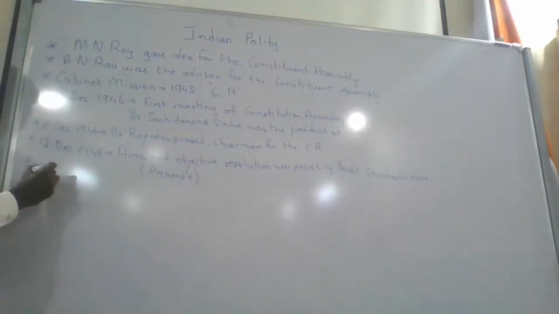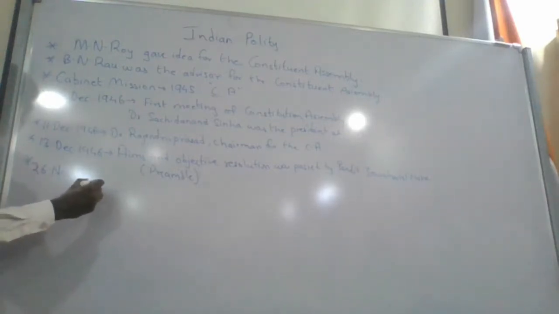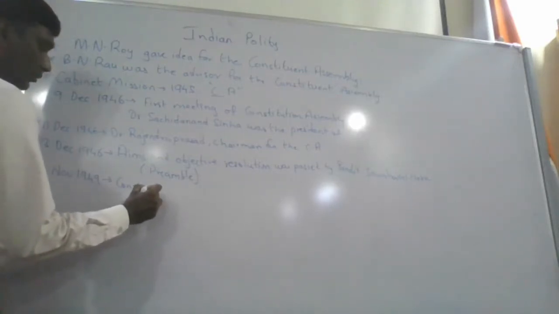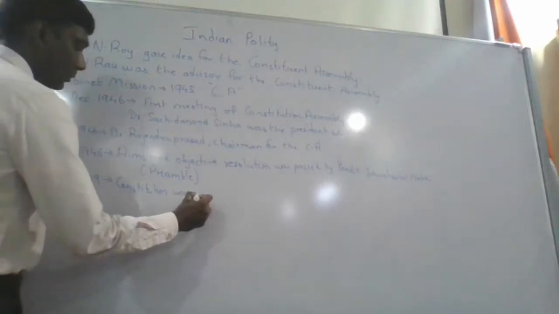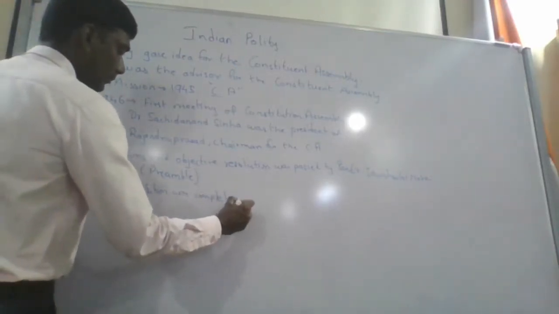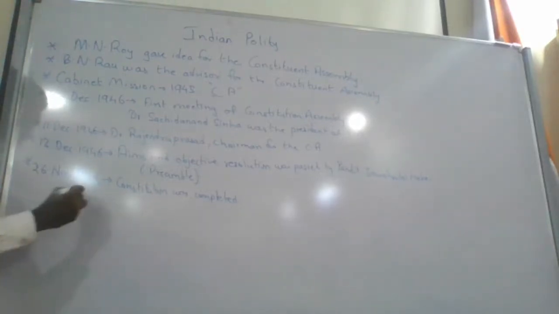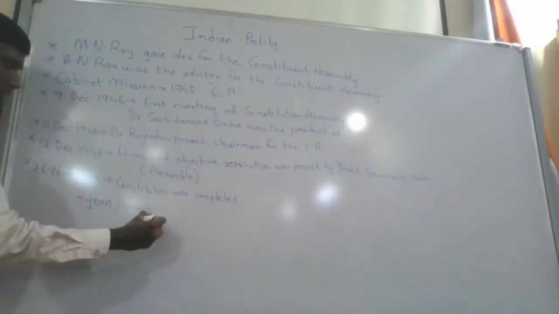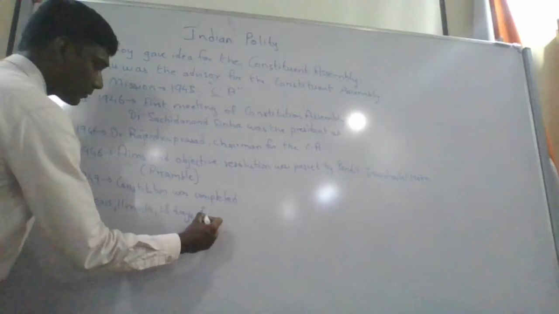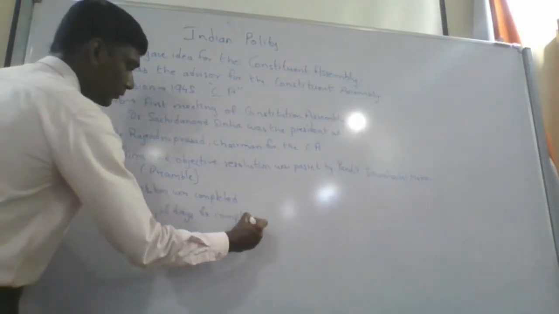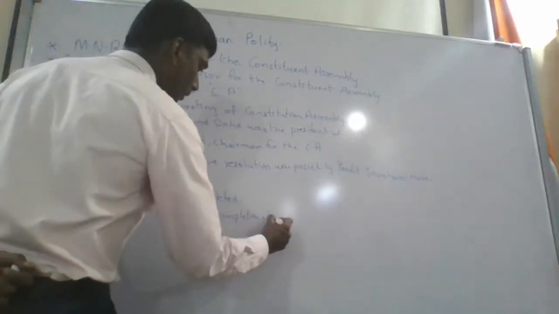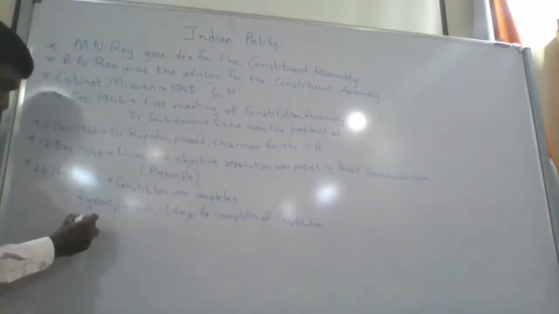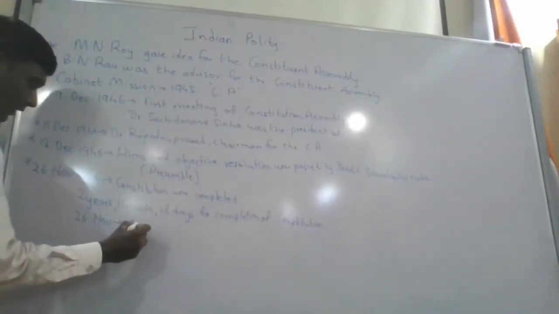Next, 26th of November 1949, our constitution was completed. It took 2 years, 11 months and 18 days for the completion of our constitution. November 26th, every year we celebrate it as Constitution Day.